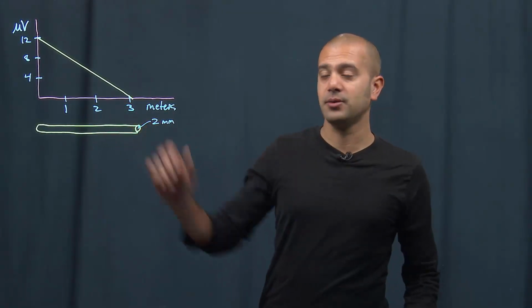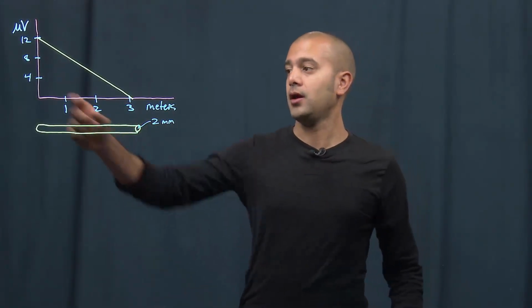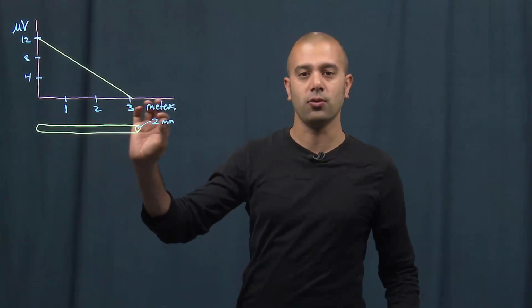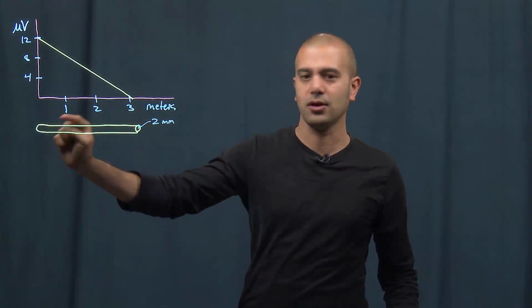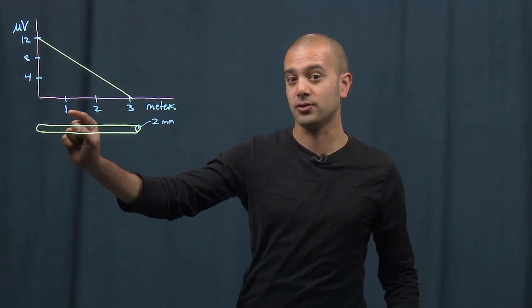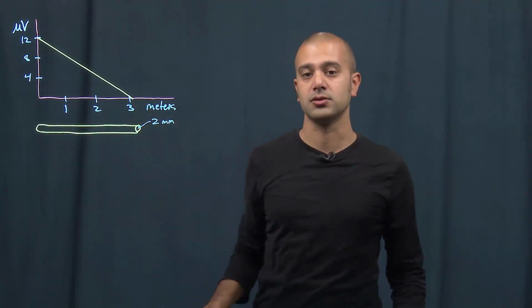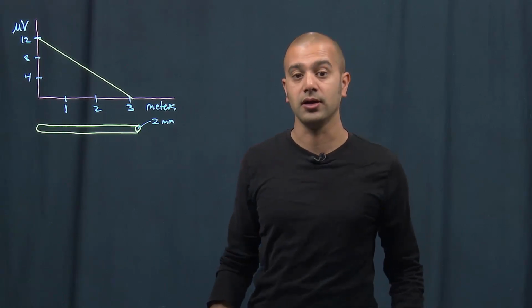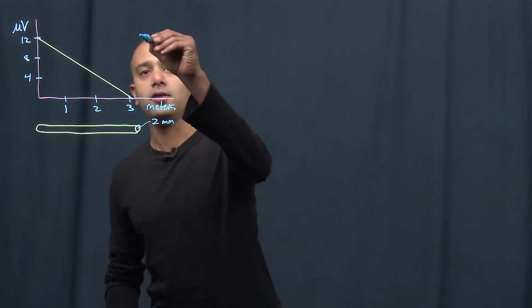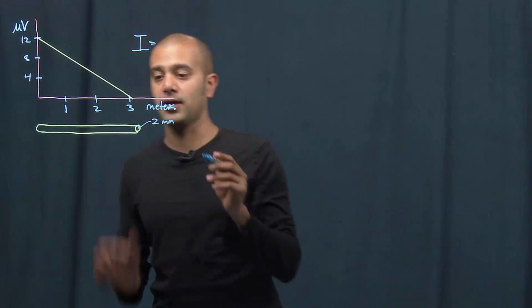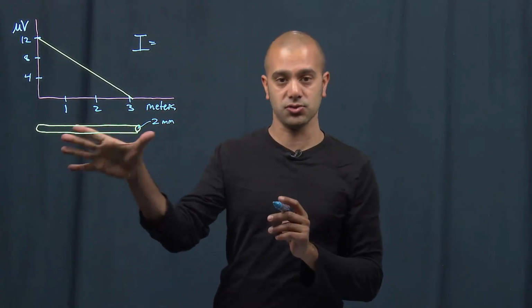I reproduced a graph up here of the voltage versus position. And so beneath it, I've also drawn the wire matching up with the graph. On the left-hand side of the wire, we have a voltage of about 12 microvolts, and on the right-hand side of the wire, we have a voltage of about 0 microvolts. The question is asking us to find the current in the wire that's traveling as a result of this potential difference across the wire.